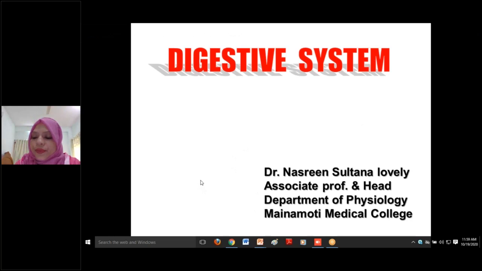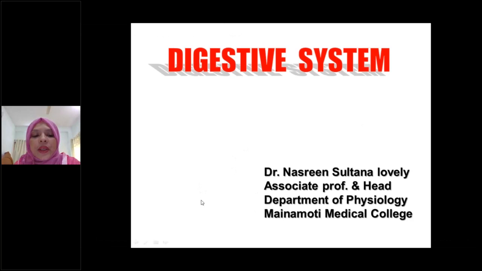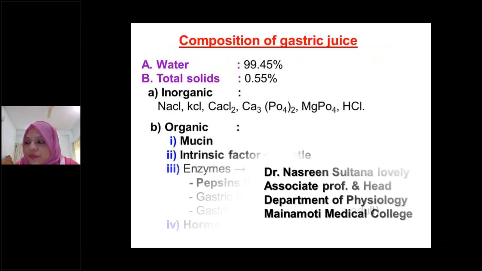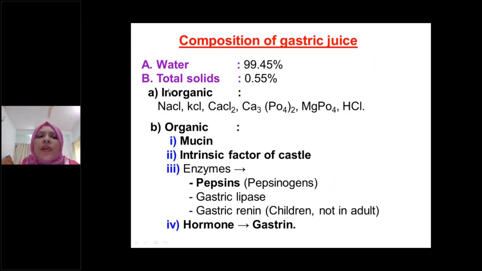Okay, today we'll study gastric juice. See the composition of gastric juice. For written exam, you have to write down like this way: water 99.45% and total solid 0.55%, inorganic sodium chloride, potassium chloride, calcium phosphate, magnesium phosphate, hydrochloric acid, etc., and organic compound mucin.